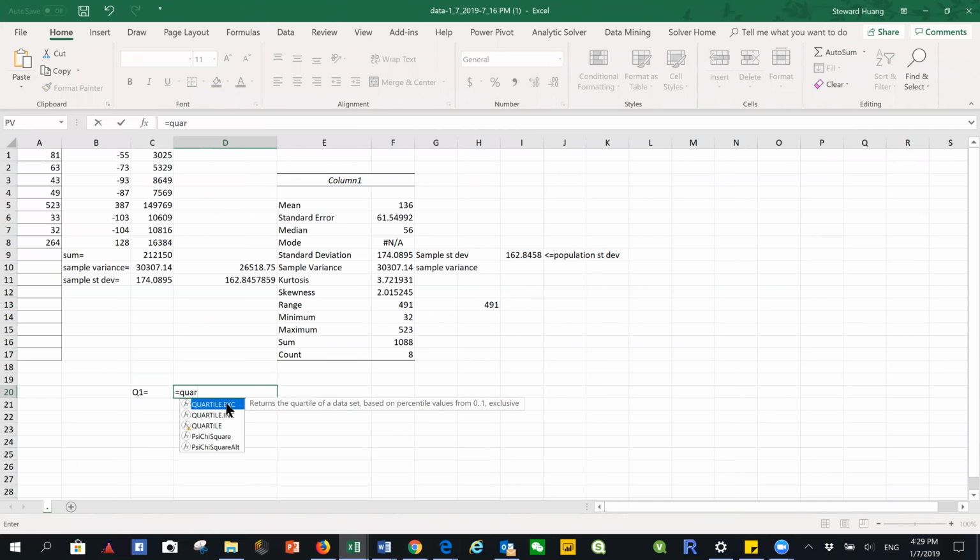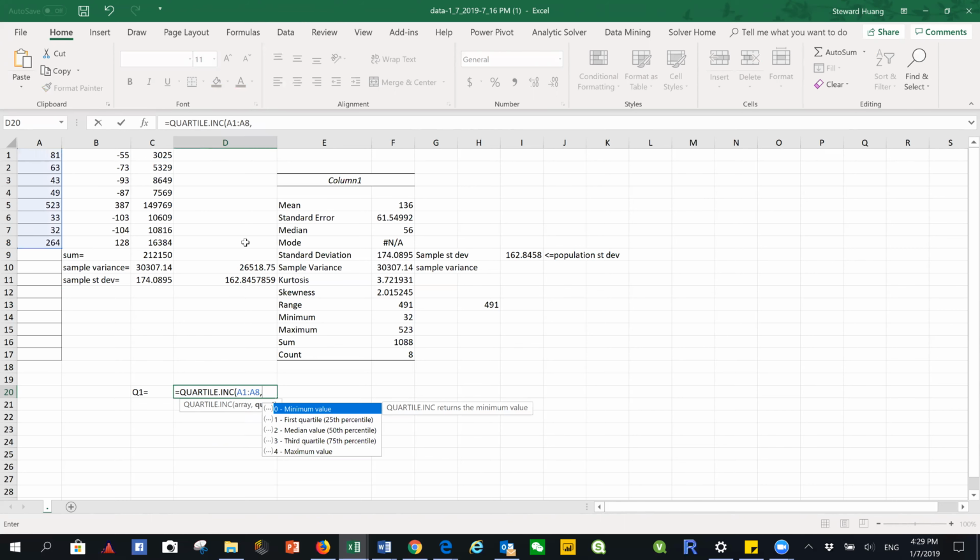That means you exclude the maximum and minimum. So we just use the inclusive one, which includes both of them. Normally it should be included. You select a range and comma, and then find what? 1 is the first quartile, the 25th percentile, right? And then median is the 50th percentile. Third quartile is the 75th percentile. Then you plug in 1.